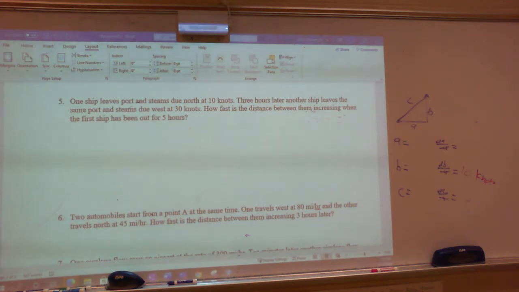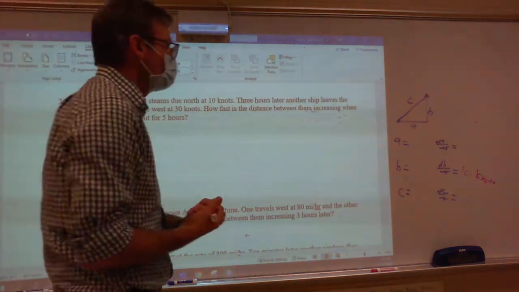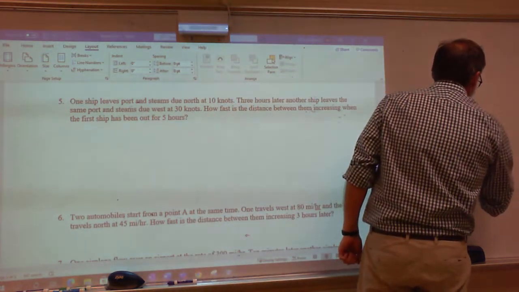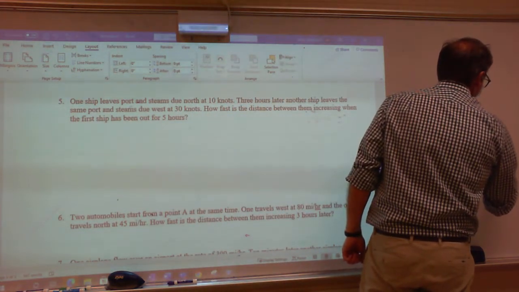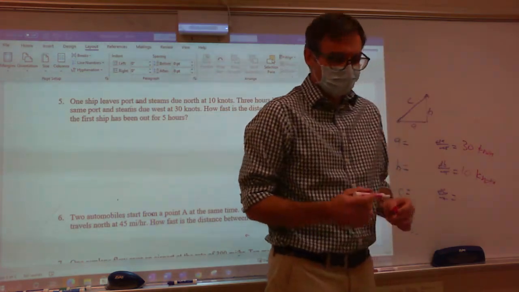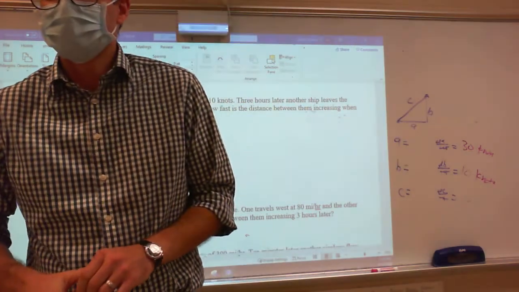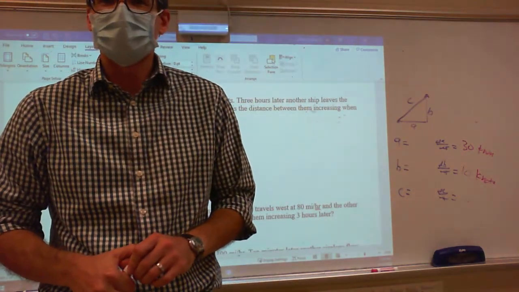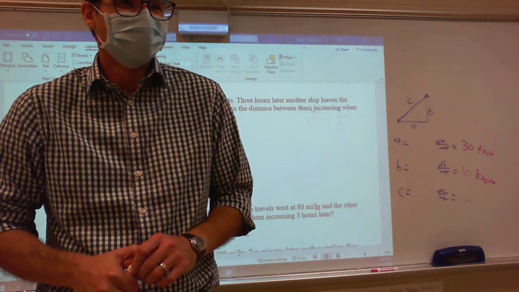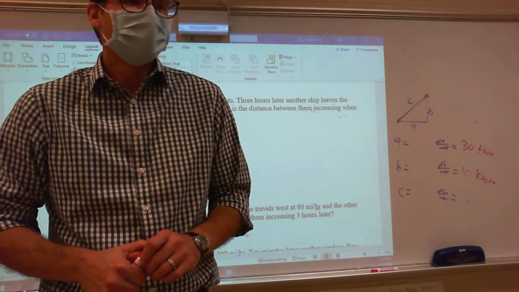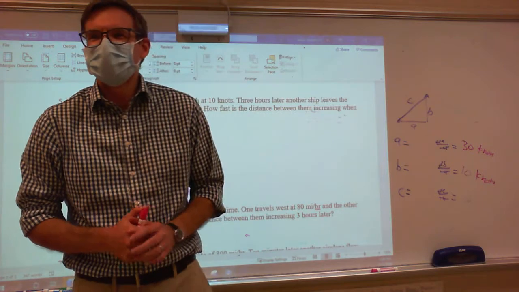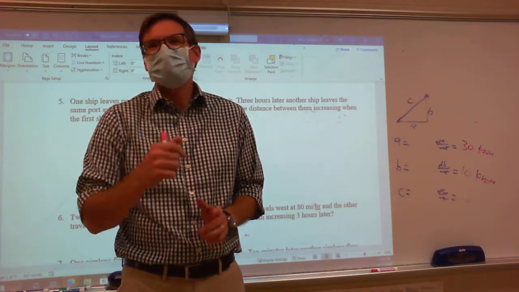Okay, where's the 30 go? dA/dt. 30 goes with dA/dt. Is it positive or negative? Positive. Everybody certain of that? I think it's negative. It's going to the west and on a coordinate plane it's negative. That's the discussion I wanted.